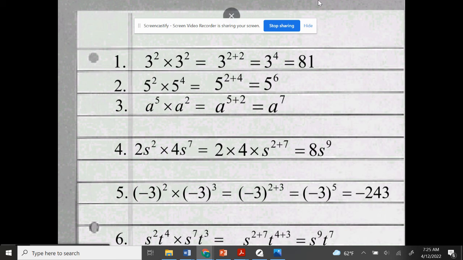Number 6 is very easy. We have two different bases. We have two s's and we have two t's. They are the same in the fact that they both have an s, and that's what's going to combine. That's 7 plus 2. And then there's both a t, and they're going to combine, and that's 4 plus 3. And that's why you have s to the 9th, t to the 7th. And that's as far as that will go, guys, because you can't simplify variables anymore.